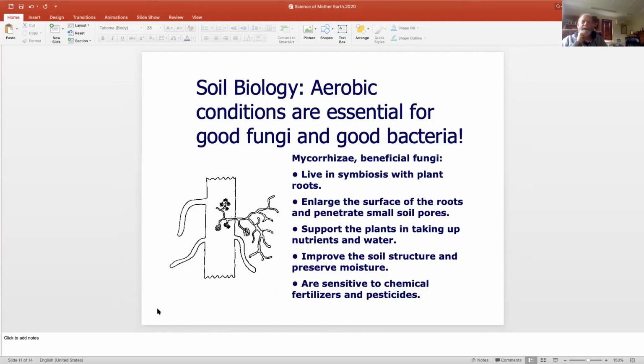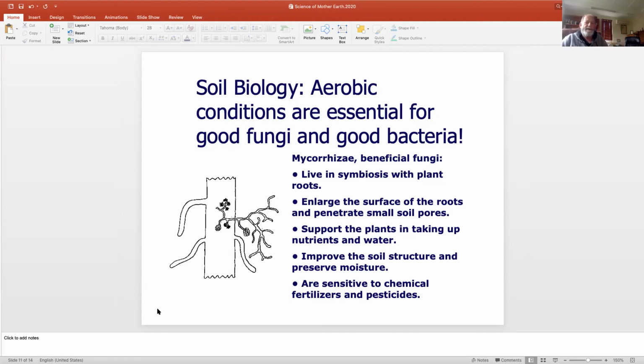If we have a look at the even smaller organisms, we can see earthworms with our eyes, but fungi we can only just see with our eyes, and bacteria we can't see at all unless we have a good microscope. So illustrated in this slide are mycorrhizae, which means really root fungi. They're beneficial fungi. They live in symbiosis with the plant roots. They enlarge the surface area of the roots and penetrate the very tiny small pores, and they help the plants in taking up nutrients and water.